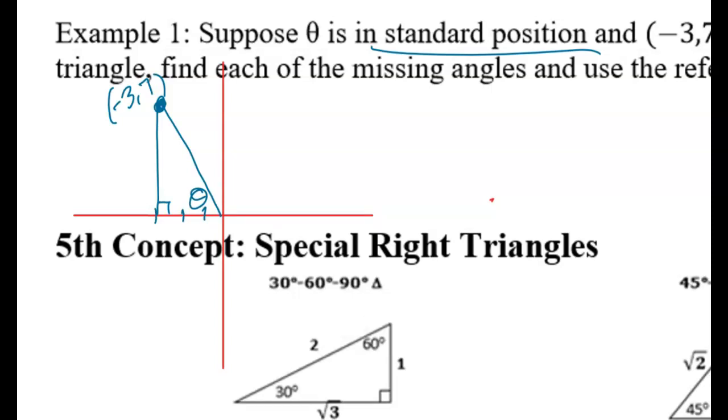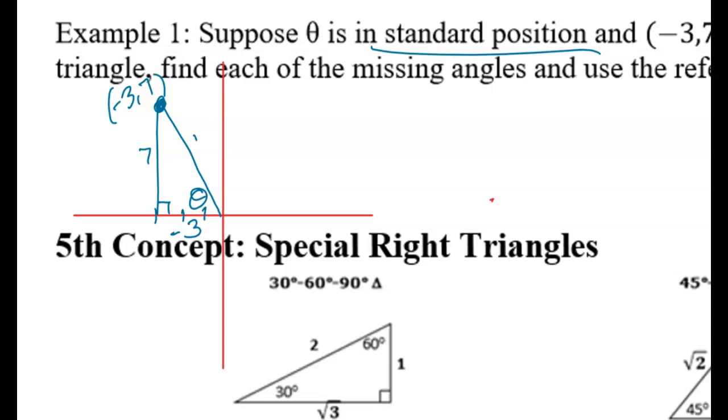Now, how long is the left-hand side of this triangle? 7. Yeah, because that point is negative 3, 7. So this is 7. And then this bottom, we know the length is 3, but technically we do need this as negative 3. So now we need to find the missing angle, and we also need to find the hypotenuse.